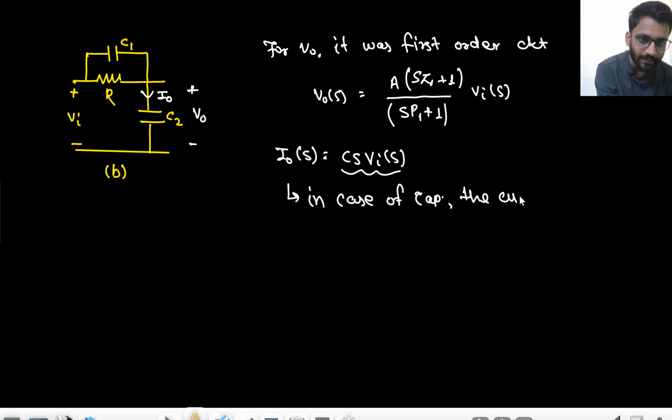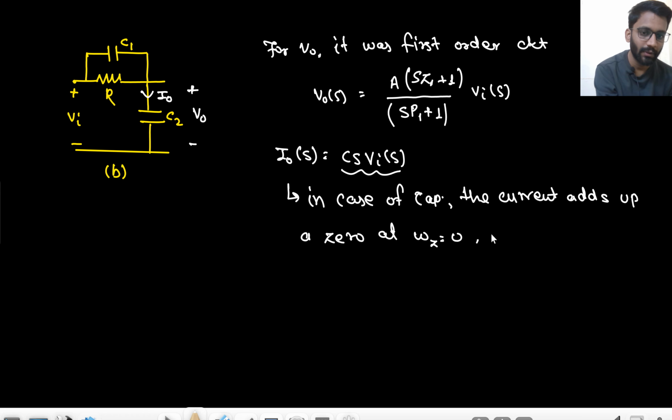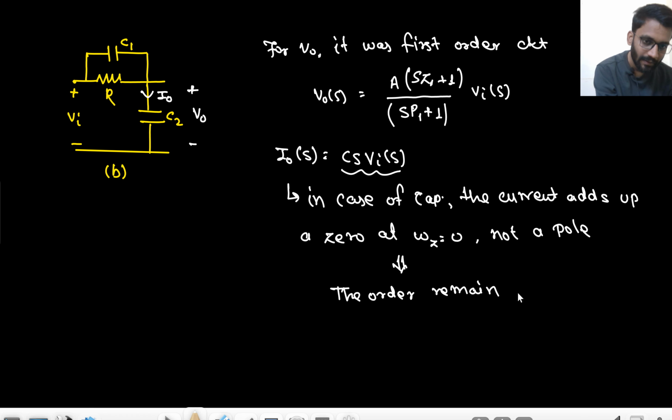So, in case of a capacitor, the current adds up a zero at omega equals omega z equals to 0, not a pole. And that's why the order remains the same as voltage output.